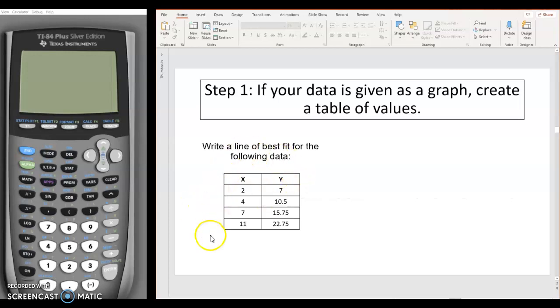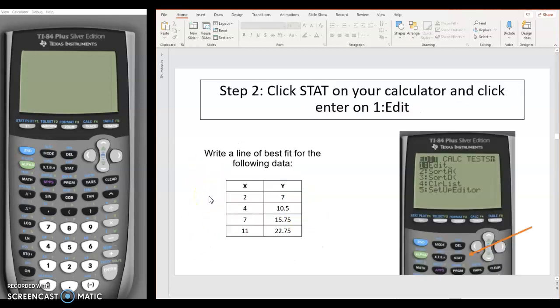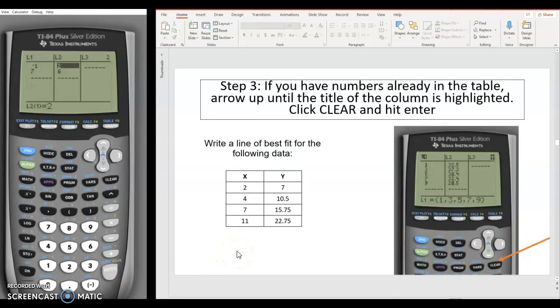So let's write a line of best fit for the data given in this table here. What you're going to do is create a table. If your data is in a graph, you're going to want to create an XY chart like what's given here. So we're going to turn our calculator on. We're going to click Stat and then Enter or choose 1 for Edit. This will give us an L1, L2, which is kind of like our XY chart.